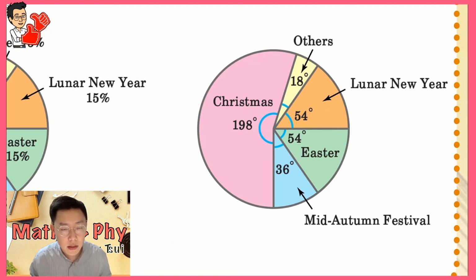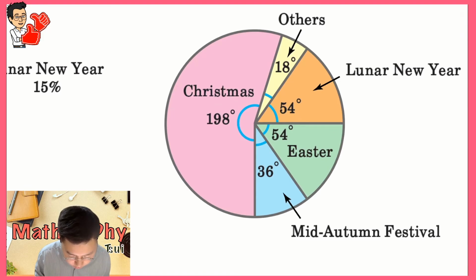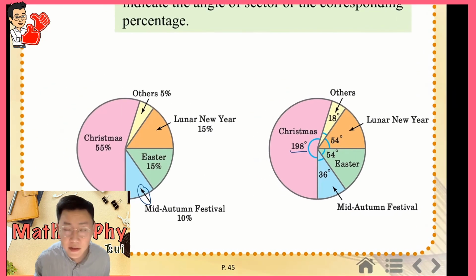All right. And for the right hand side, this one uses the degree to represent the percentage of each data. So for Christmas, it is 198 degrees. For Mid-Autumn Festival, it is 36 degrees. So it depends on which method the question asks you to do.